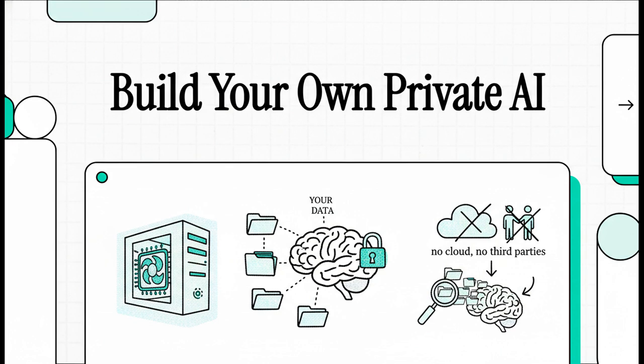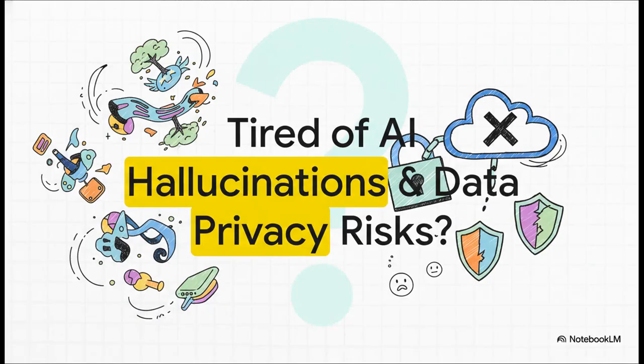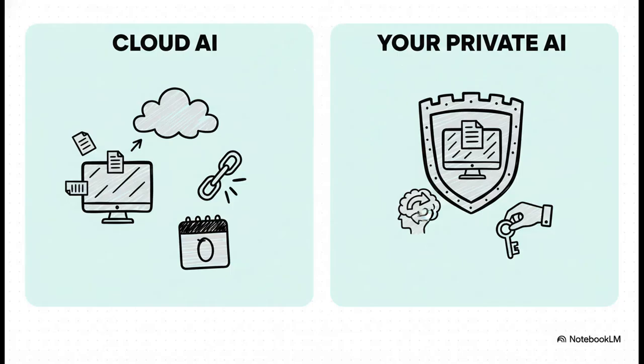Let's get into it. So, you might be wondering, why go through the trouble? Well, if you've ever used a cloud-based AI, you know the two big pitfalls. First, you've got hallucinations, when the AI just confidently makes stuff up. And second, there's that kind of uncomfortable question of what's happening to your private data after you send it off to some third-party server. And when you put them side by side, the difference is just, well, it's night and day. With cloud AI, your data is out of your hands. The model's knowledge is probably outdated, and you're stuck with one vendor.